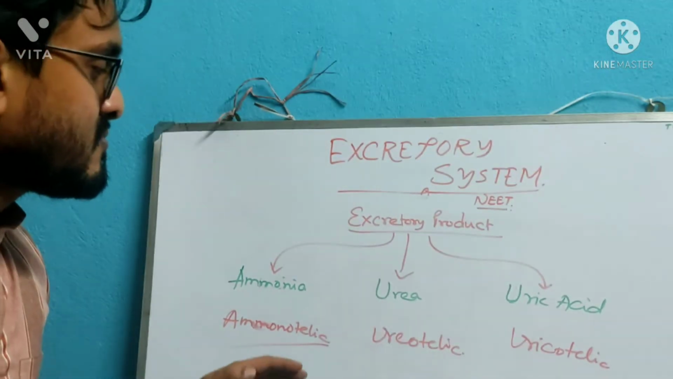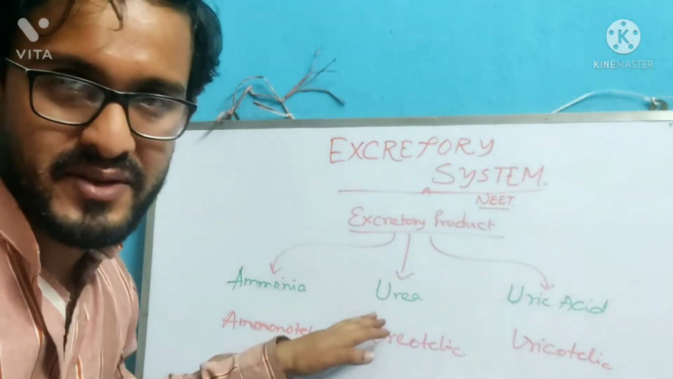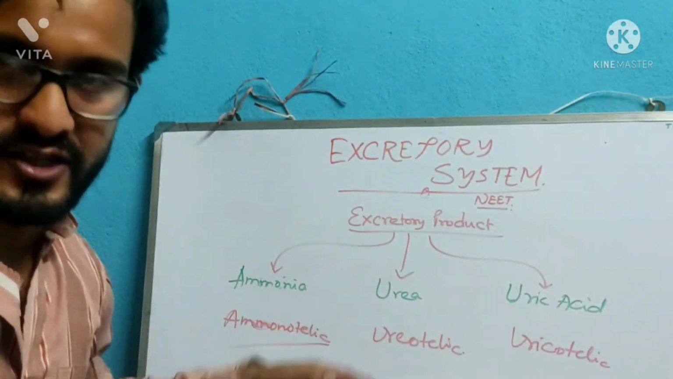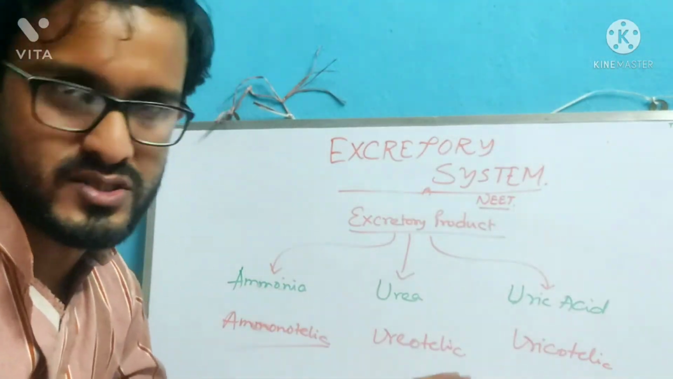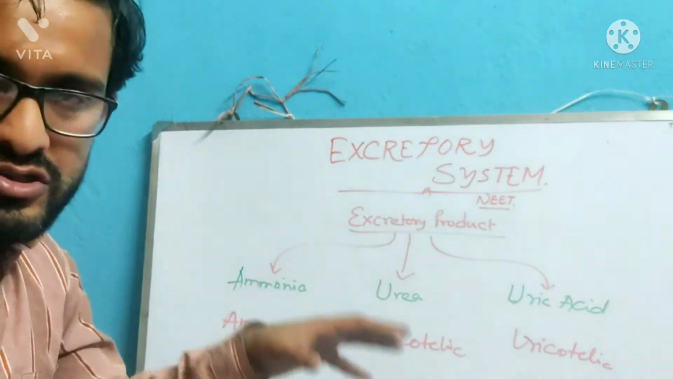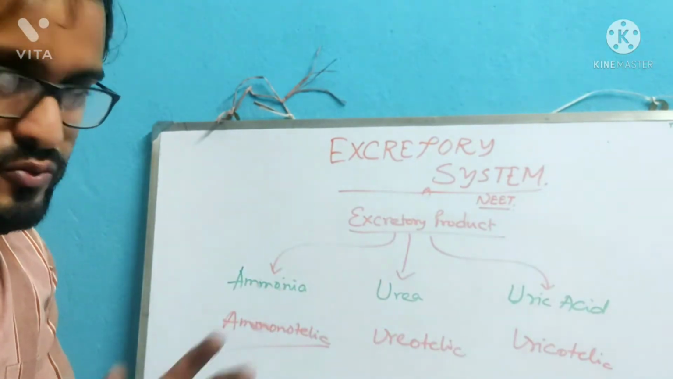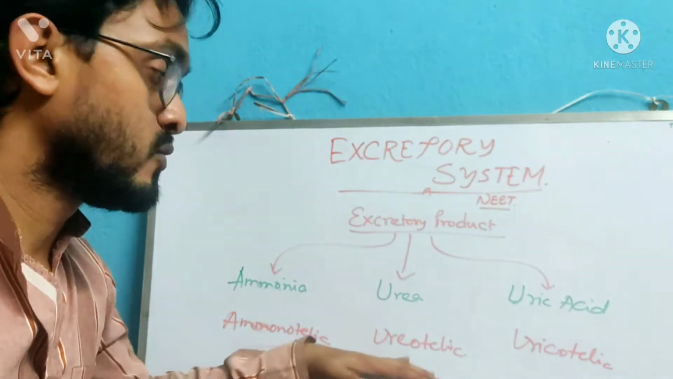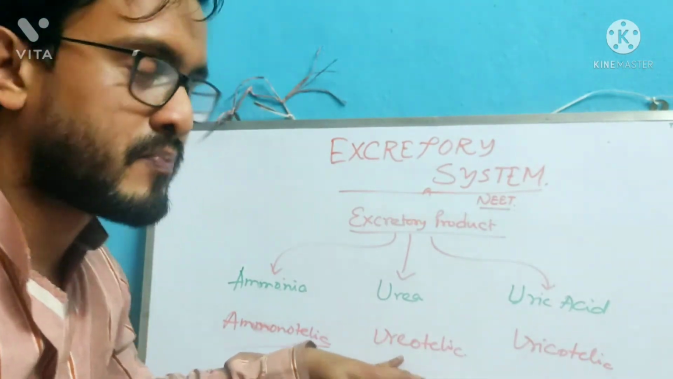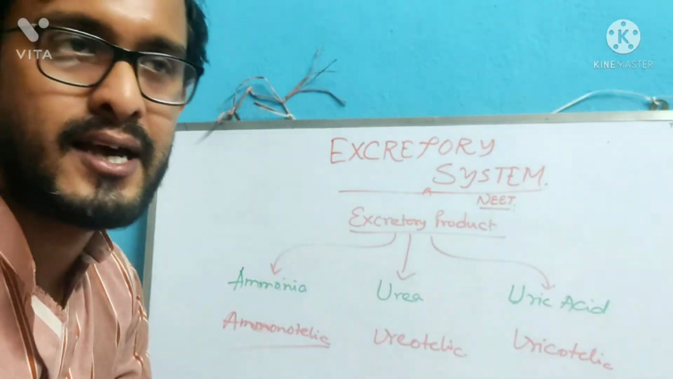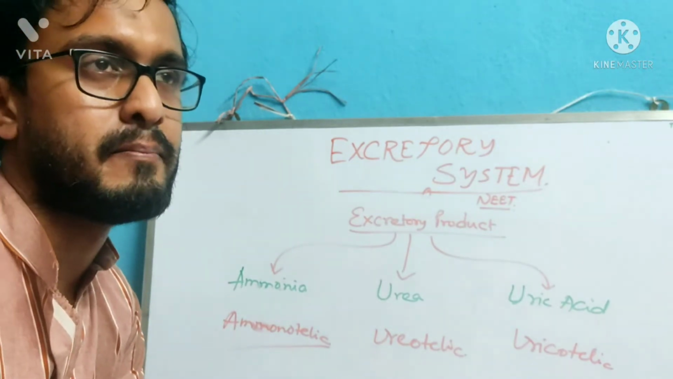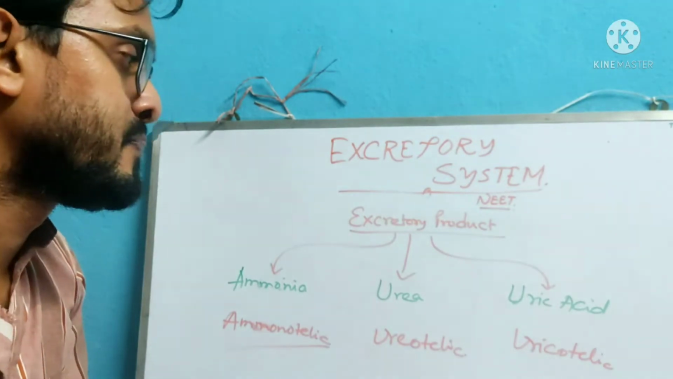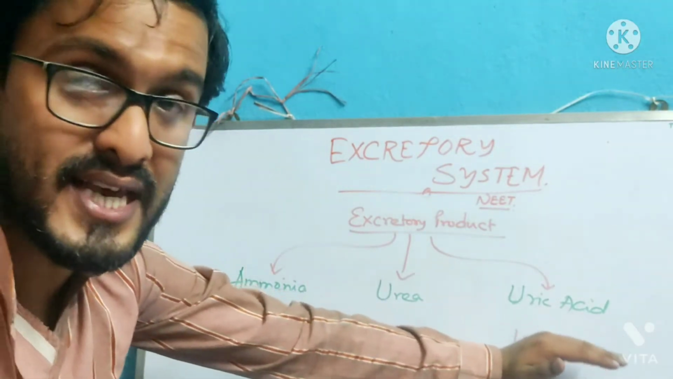Now those who have urea as the main excretory product, the urea is basically transformed from ammonia. It is less toxic than ammonia and it also needs less water to be dissolved. Animals that have urea as the excretory product are known as ureotelic. Basically the terrestrial amphibians and the mammals are ureotelic. Humans are also ureotelic.